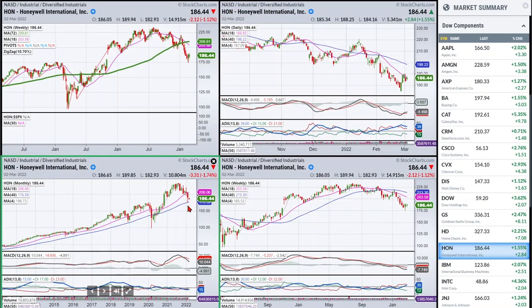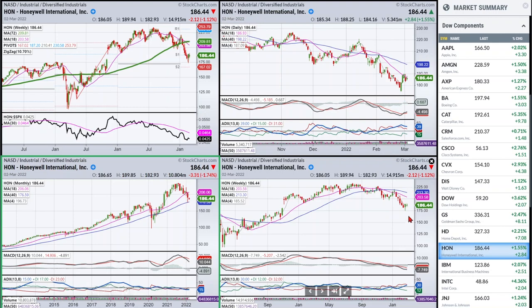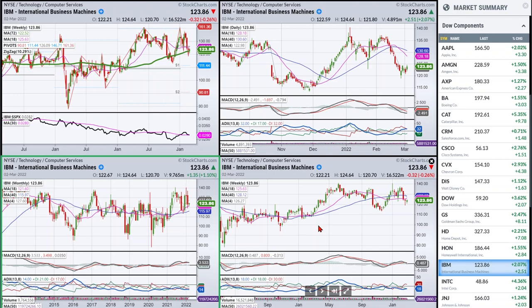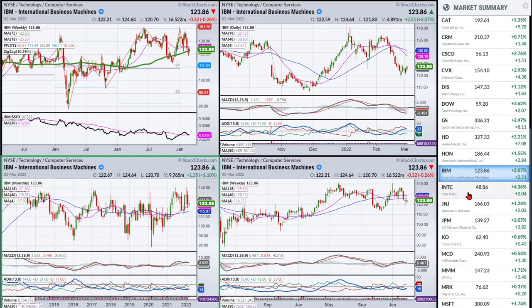HON has broken the 18-month as well, but coming into support. So probably starts to form a range, but I think there's a lot of deterioration here, and expect resistance at the weekly moving averages. IBM just can't get out of its own way, just cannot seem to start a trend to the upside. It's been a perpetual sideways pattern, just nothing exciting here.